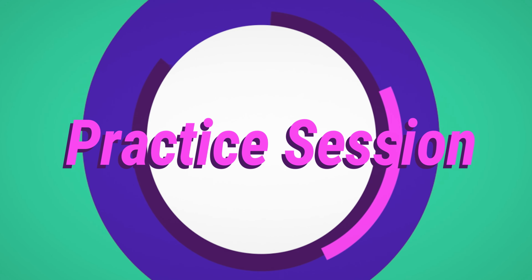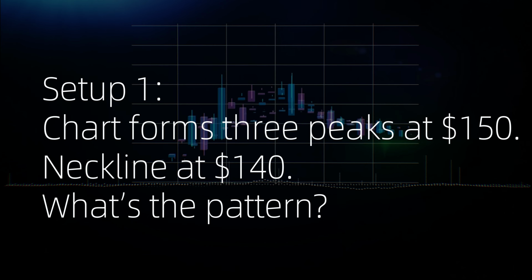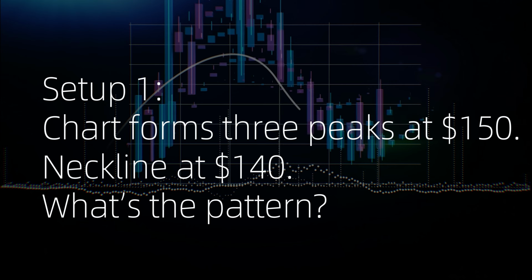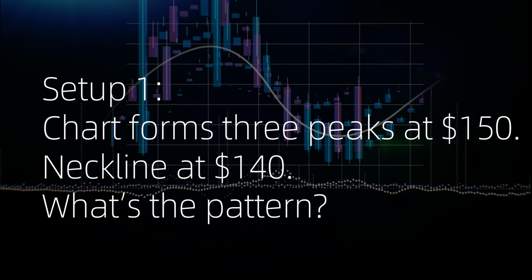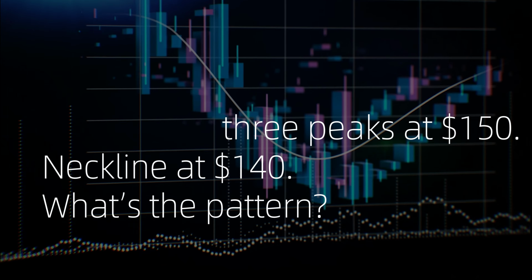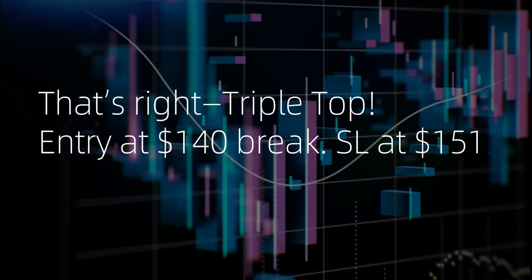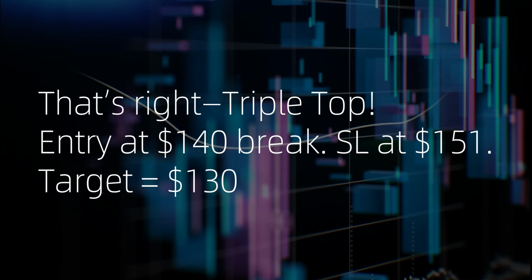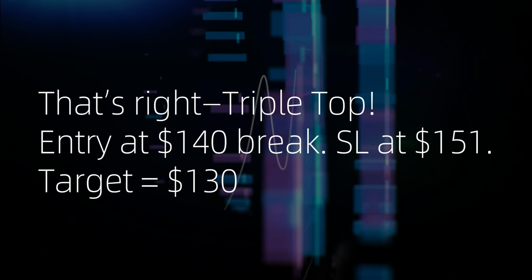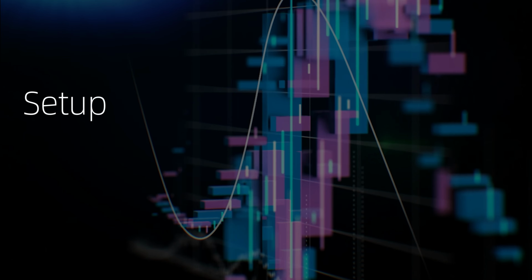Practice session. Let's test what you've learned. Setup 1: chart forms 3 peaks at $150. Neckline at $140. What's the pattern? That's right, triple top. Entry at $140 break. SL at $151. Target equals $130.